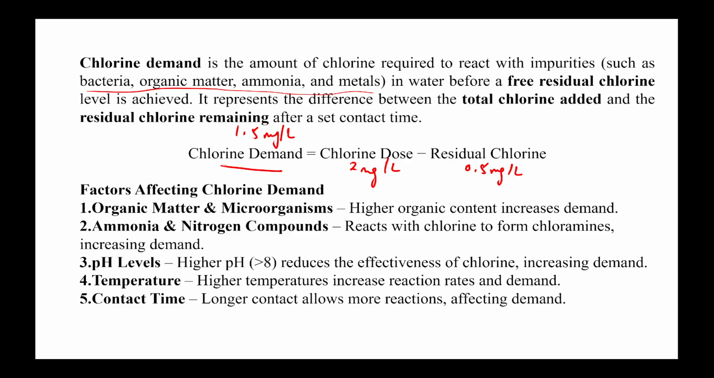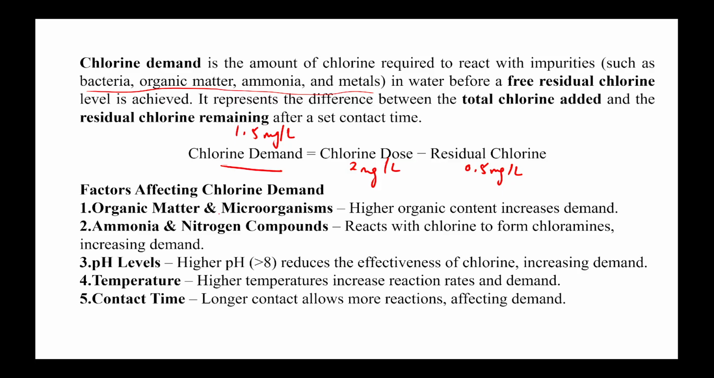And there are certain factors that affect this chlorine demand. Those factors are the amount of organic matter and microorganisms. So like I said, a higher amount of impurities will increase the chlorine demand.